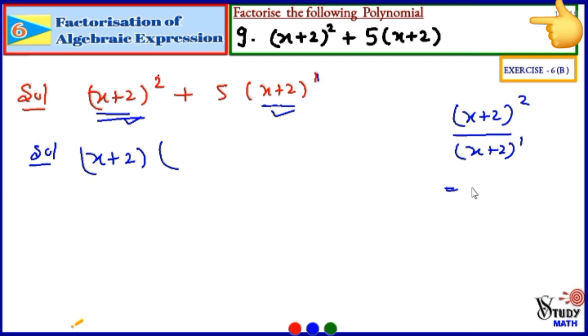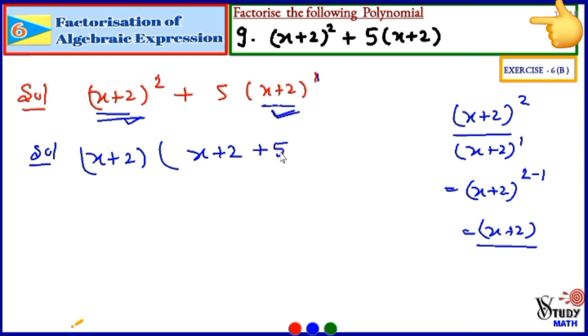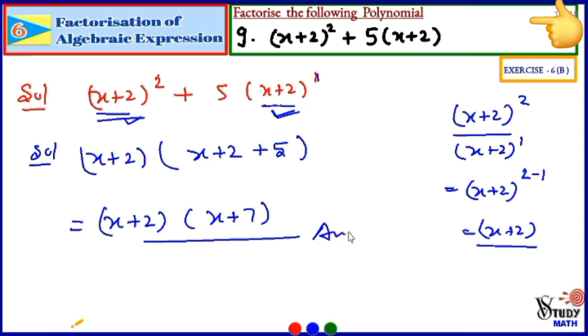So bases are the same, powers will be subtracted. So we have 2 minus 1 and we have x plus 2, and this is the final answer. So we have x plus 2 as remainder here, and when I take from the second term, I'll take x plus 2 as common. So what is the remainder here? 5 is the remainder here. So the final answer will be x plus 2 and x plus 7. This is the final answer of this problem.